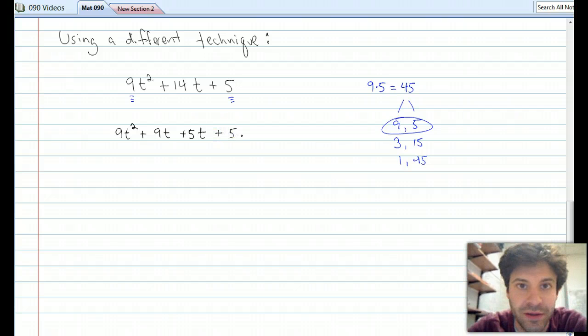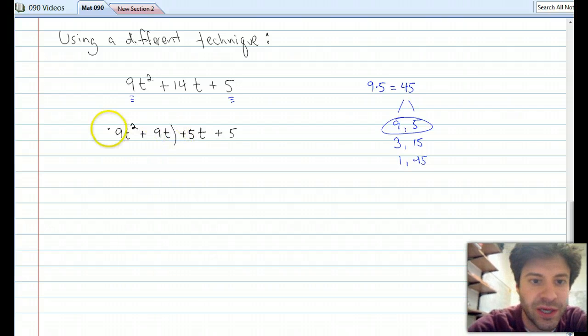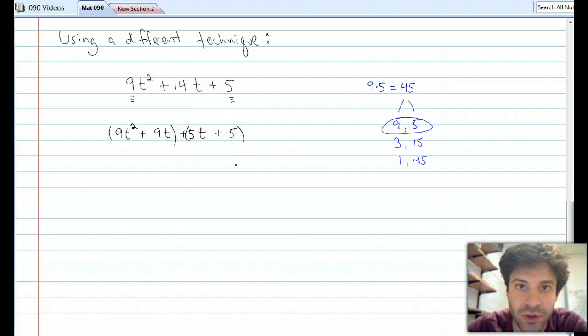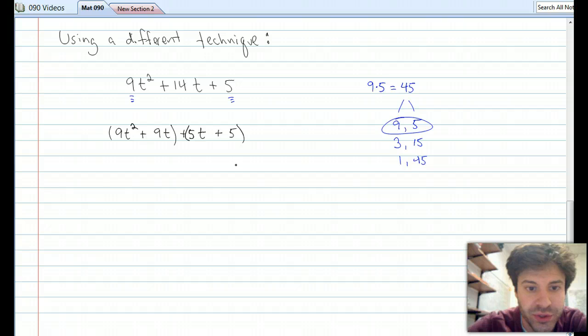So we've rewritten our polynomial. As you can see, these two lines are the exact same thing, it's just we split up 14t into a 9t plus 5t. Now what we can do is proceed by using factoring by grouping. And there's a factoring by grouping video just a couple of videos ago that shows you how to do this. What we do is we group the first two terms together, and we group the last two terms together, and we factor out what we can out of each one of those two groups.